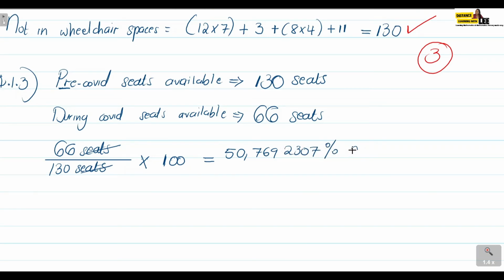50.7692307%, which is approximately, if you round it off to 2 decimal places, 50.77%. Okay, so this basically means that approximately half of the cinema seats were not occupied during the COVID-19 pandemic. So the percentage income that was lost was 50% of the cinema's seats were not occupied.